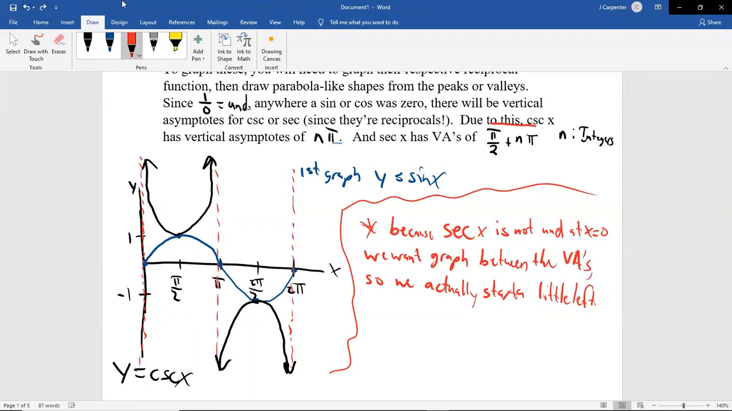Because secant is not undefined at 0. Remember, secant has vertical asymptotes at multiples of pi over 2 and adding pi. So negative pi over 2, positive pi over 2, 3 pi over 2, 5 pi over 2. If you do the graph starting at 0 and going to 2 pi, which is exactly how you would do it for a cosine, it makes the secant graph look really wacky.